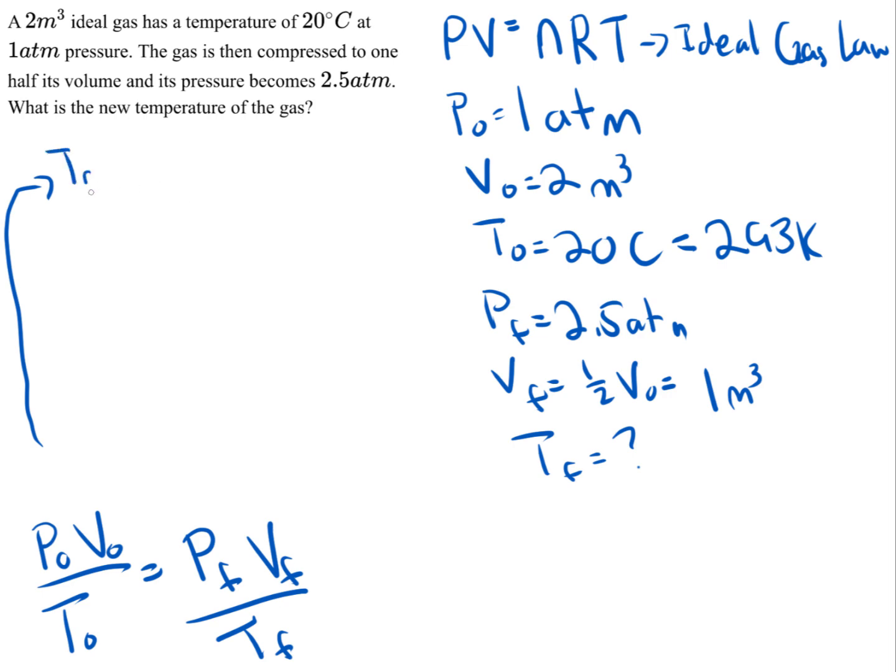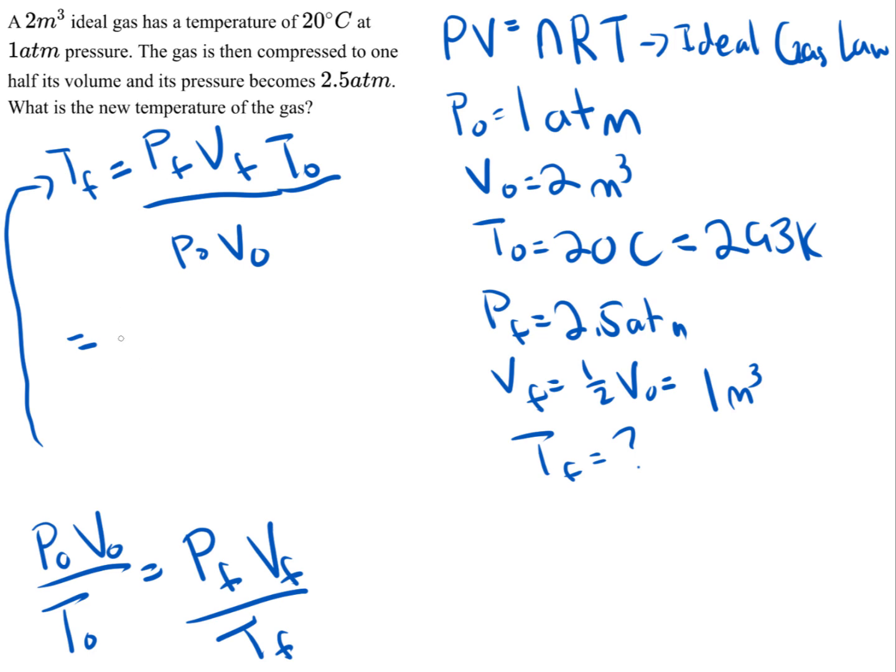So you get that the final temperature is equal to the final pressure times the final volume divided by the initial pressure times the initial volume divided by the initial temperature. And so we can move this initial temperature up here to get our final equation. Now we just need to plug everything in.